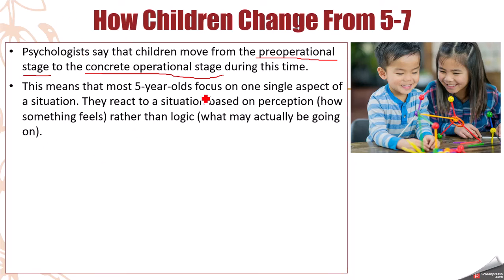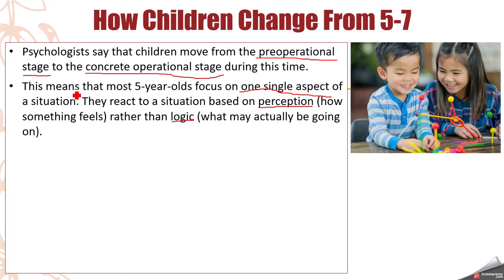Basically, here's what this means. A 4-year-old, a 5-year-old will focus on one single aspect of a situation, and they react to that situation based on perception, so how something feels, rather than logic, what might actually be going on. And I'll talk about how we see that in the book that we're reading for this unit.